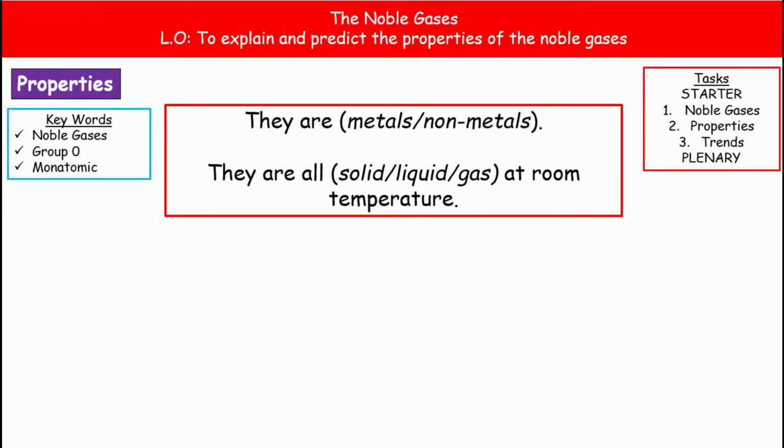With these 2 sentences, they're about the properties of the noble gases, and you'll see there are a selection of words in brackets. Now don't write them all down. What I want you to do is select the one correct word from each of the selections within the brackets to finish those sentences.